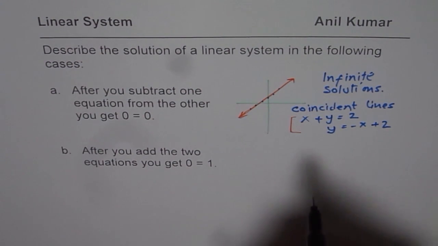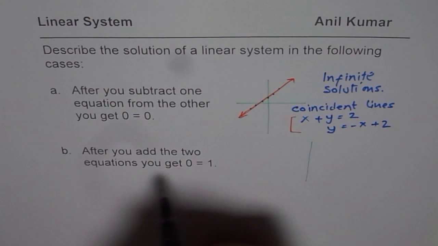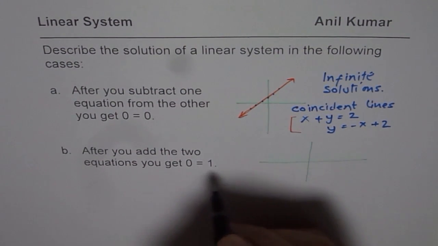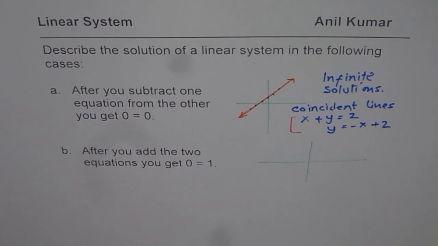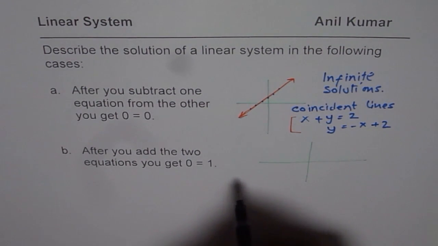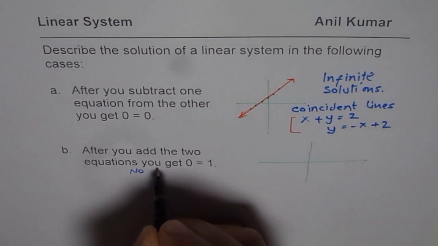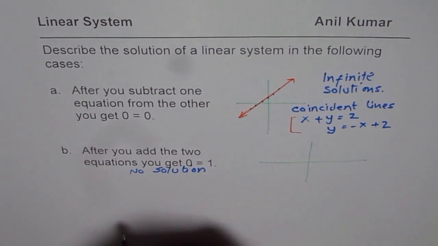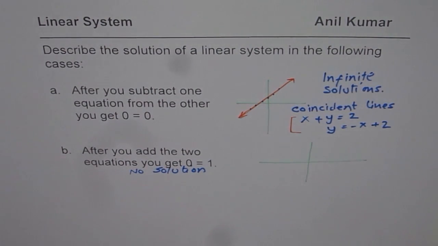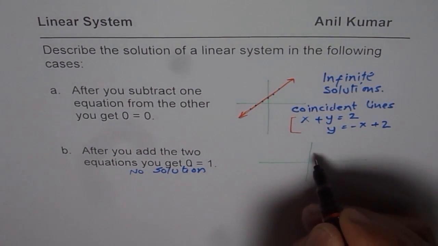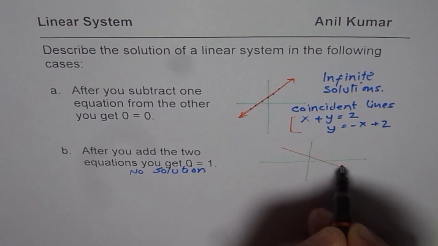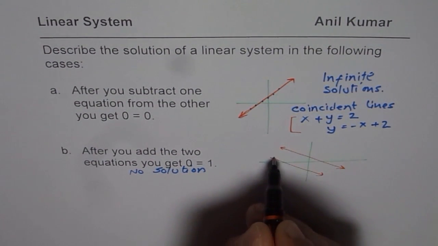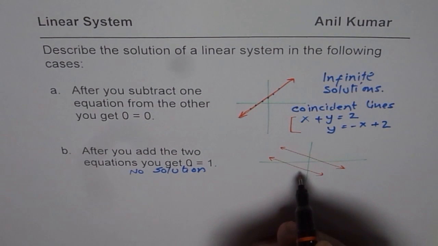The second one is when, after you add the two equations, you get 0 equals 1. So 0 equals 1 means no solution. The linear system which you are trying to solve has no solution. It really means that both the lines given to you are parallel. I mean, it could be going downwards, but they are parallel lines. So that is the case which you are working with.